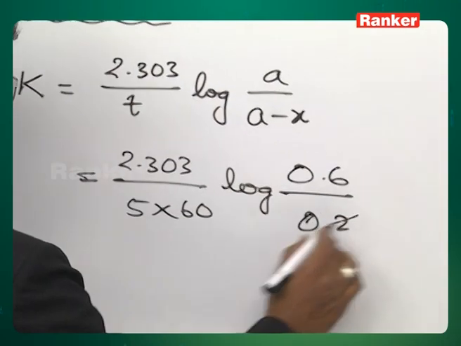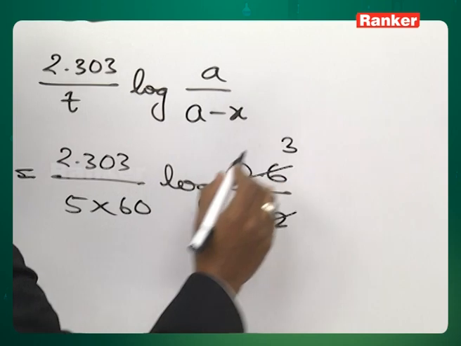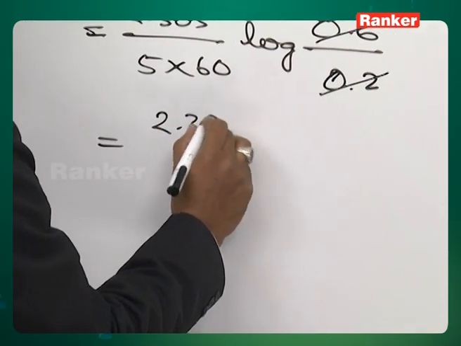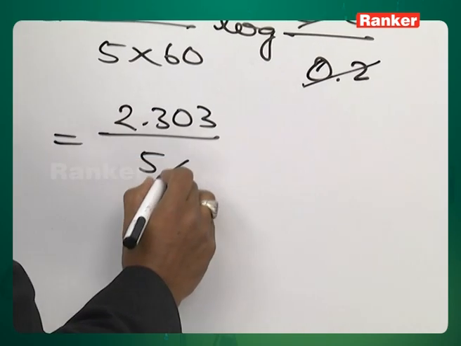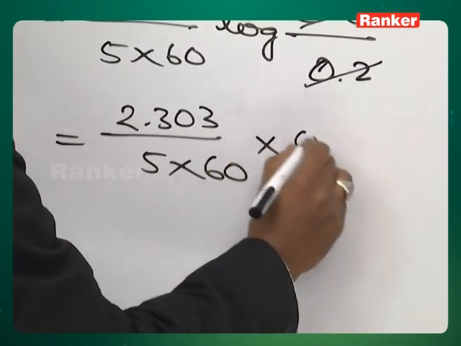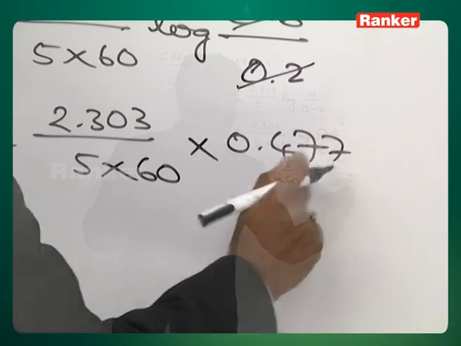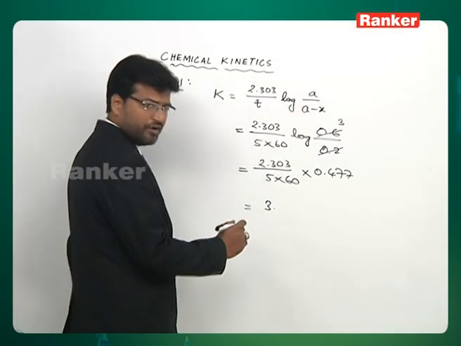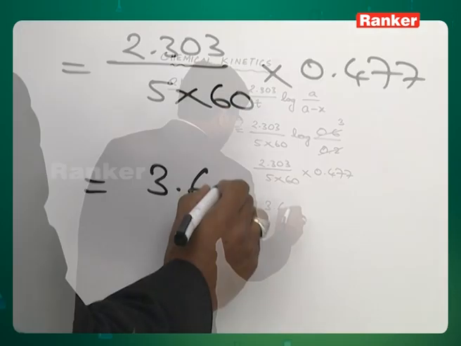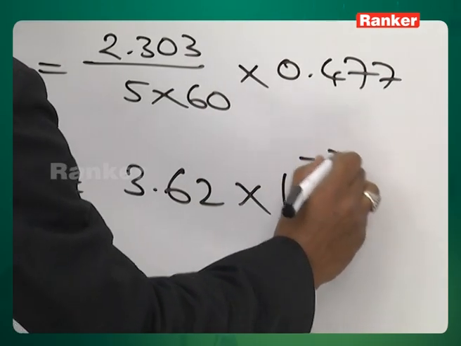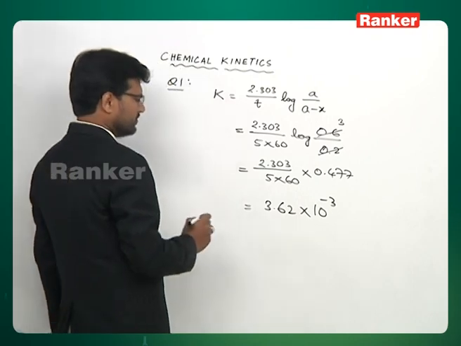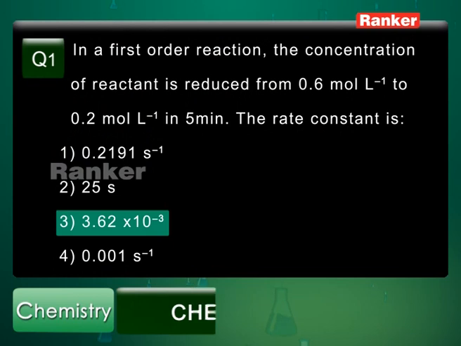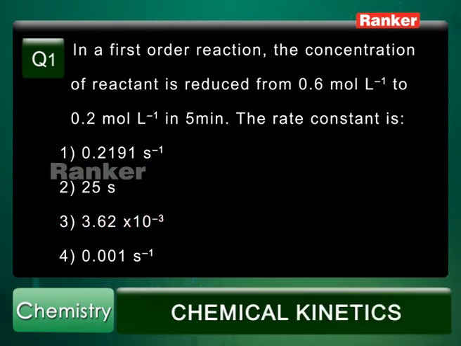Now if you cancel off this 2, then you get 3 over here. Log 3 is 0.477. So you get 2.303 by 5 into 60 into 0.477. Now this gives an answer 3.62 into 10 raised to minus 3 per second. So if you calculate this, you get this value. So the correct answer is the third option.